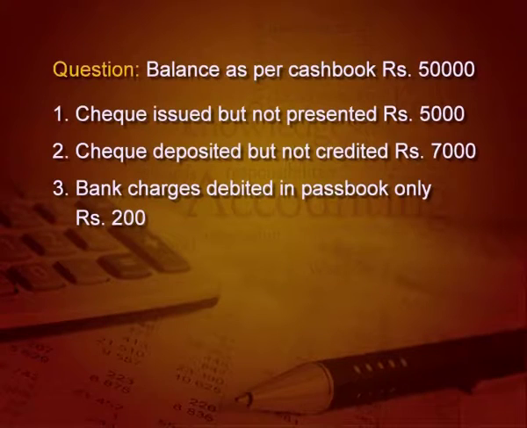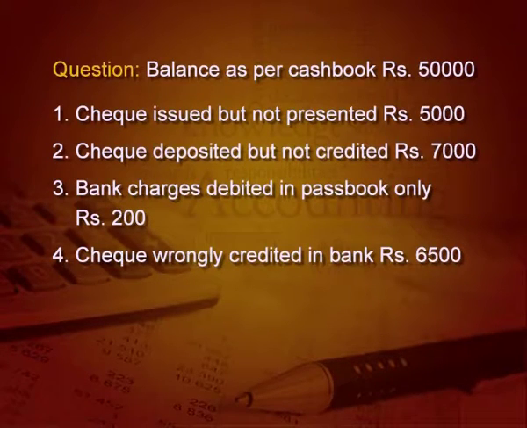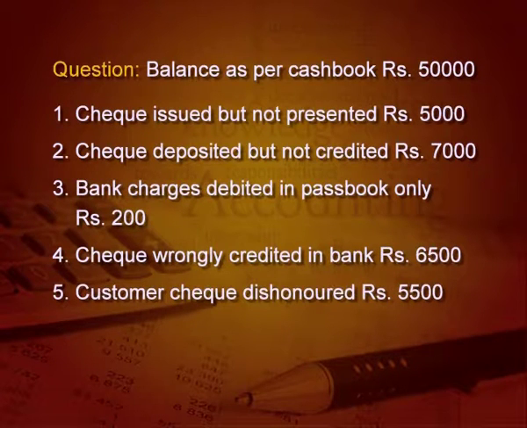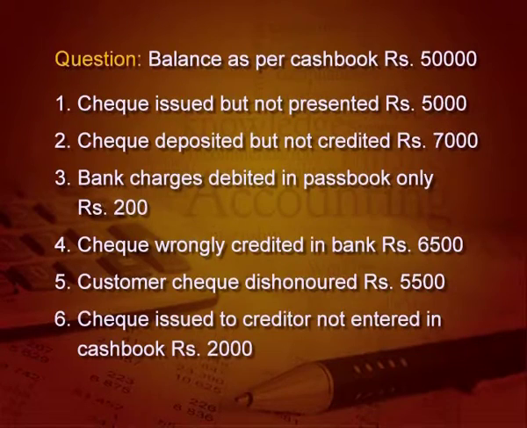Fourth entry, check wrongly credited in the bank 6,500. Next entry number 5, customer check dishonored 5,500. Next entry number 6, check issued to the creditor not entered in the cash book 2,000.